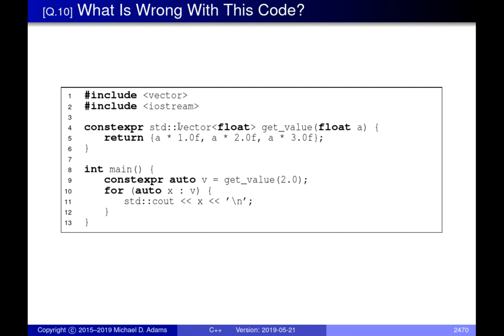There is a good way to fix this. It turns out that the particular code that we're doing here, we're just trying to return a vector that always has 3 elements in it.